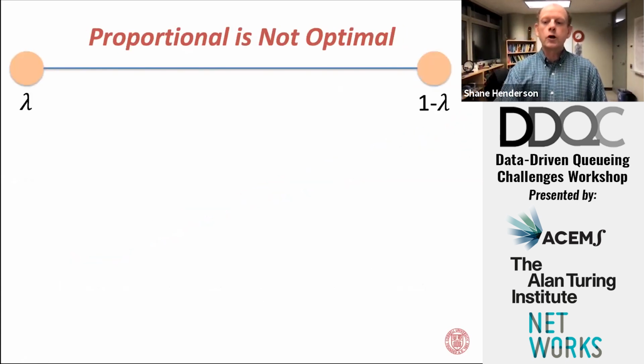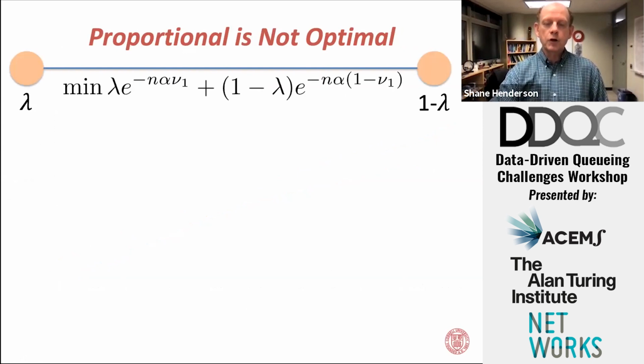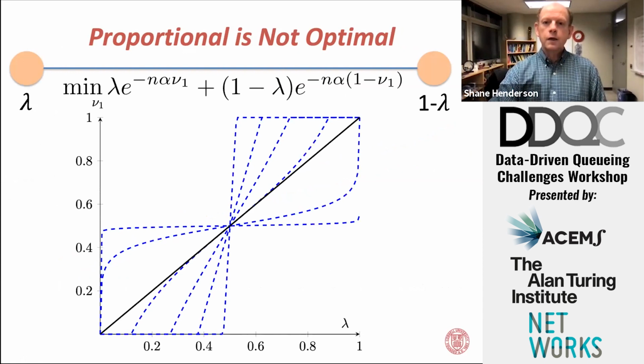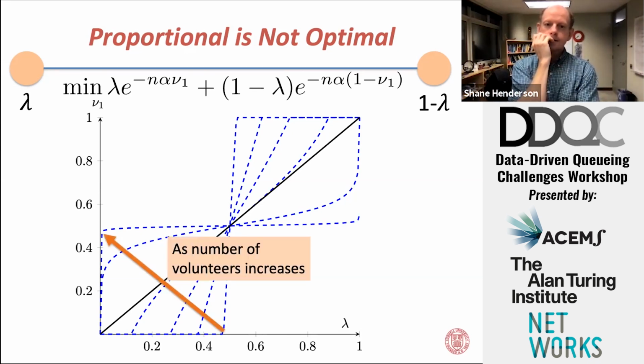So why is proportional not optimal, and why do you see those shapes? Well, I've got a sort of stylized example here. I think, in the interest of time, I'm going to skip it. I'll just say the following. In this example, I have two locations, and I'm looking at the optimal allocation of volunteers to those two locations as a function of the number of volunteers. The shape of the curve does indeed change as you change the number of volunteers, and that's what we saw in the previous curve. So I'm just going to skip the details.